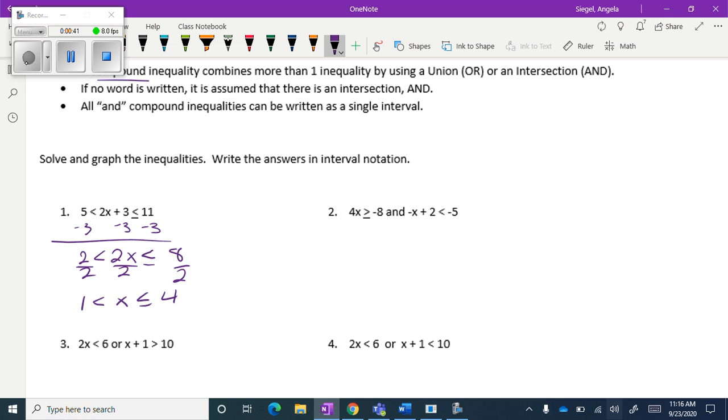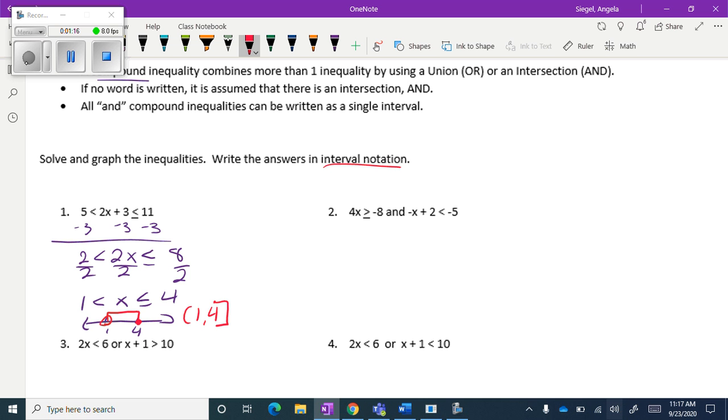Okay, so if I were to graph this, it's either going to be an open circle or parentheses, however you like to use it, on 1, and a closed circle or bracket on 4 with an arrow connecting the 2. It also says write in interval notation. So it would be parentheses 1. It begins at 1, but there's an open circle, so that's a parentheses, and it ends at 4, and it's a closed circle, so that's a bracket.